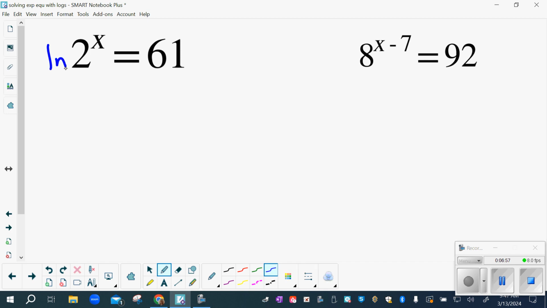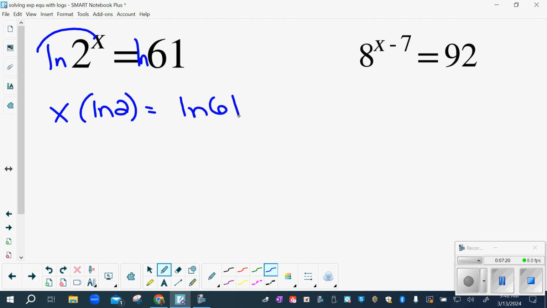I'm using LN because it's easier for me to write. You can use LOG or LN. What I do to one side, I do to the other. Easy. Now, the bat does not like the LN, so he flies down. So here's what I have. I have X, and then LN2 equals LN61. Have I lost anybody?